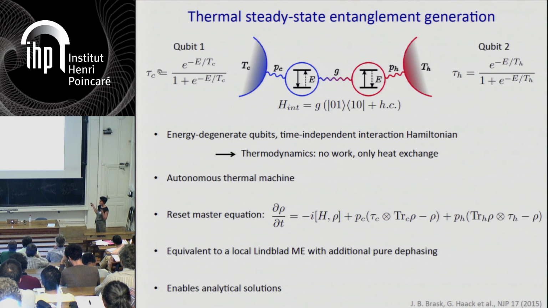It is important to link this master equation to the well-known master equation that takes the Lindblad form. In fact, you can show that this master equation is equivalent to a local Lindbladian master equation plus some additional dephasing. But why do we use this one? It's because it enables analytical calculations which are quite elegant. But it also means that you can match this to a physical implementation of the machine.